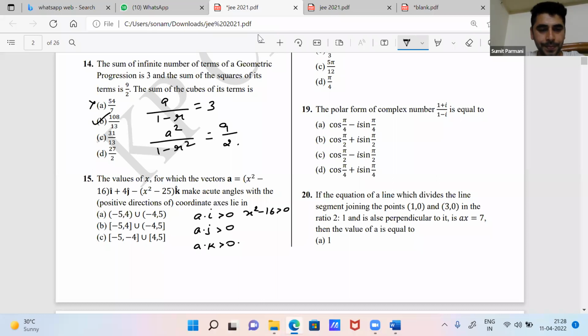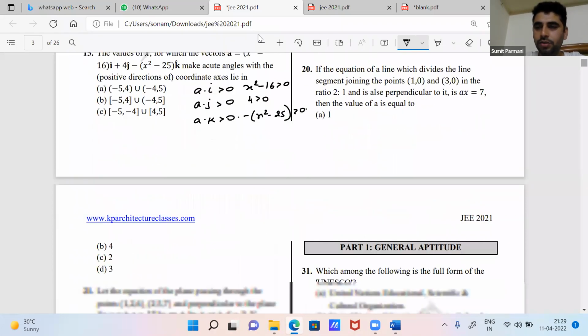For A dot J, we have to write nothing because with J we have 4 only. So this is definitely 4 is greater than 0, so it is universal. Next we have minus of x square minus 25 greater than 0.